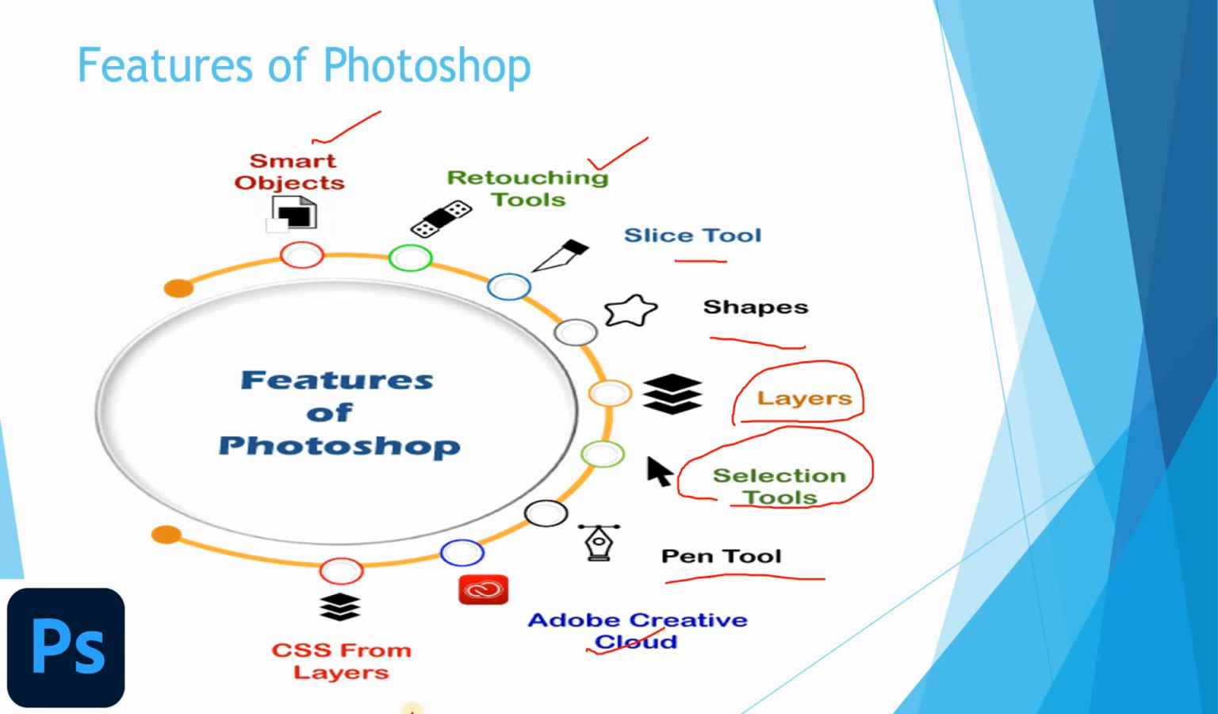And next and the last one is CSS from layers. It is another feature which allows us to generate the CSS code for specific design elements. For example, if we have drawn a rounded corner rectangle on a layer and we want the CSS code for this rectangle, then by just clicking some options or by right-clicking on it, we can get the code for CSS.